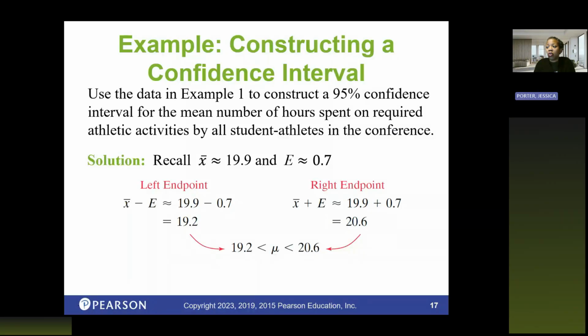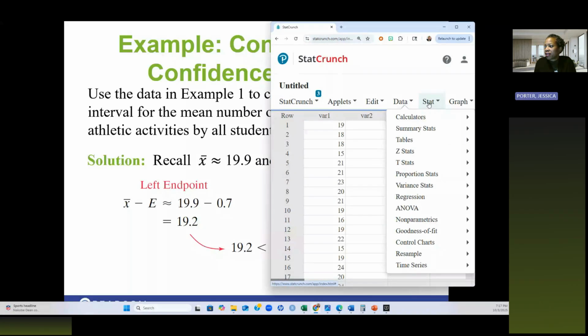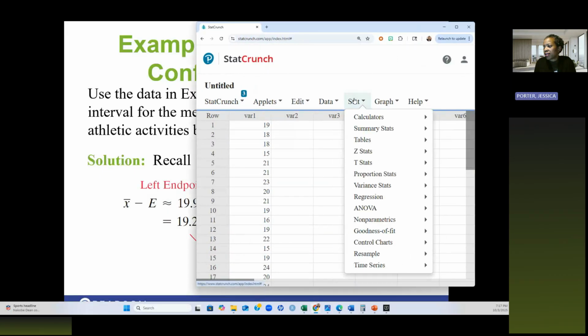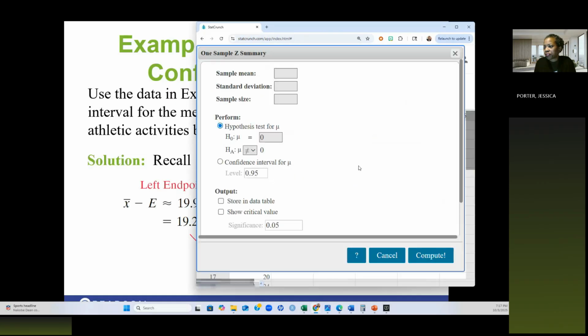So now what we can do is actually put this in the calculator or put it in StatCrunch to find the confidence interval. Let's put this problem in there, and let's start with StatCrunch. So stat, Z-stat, one sample, can't see it. Stat, Z-stats, one sample with summary.